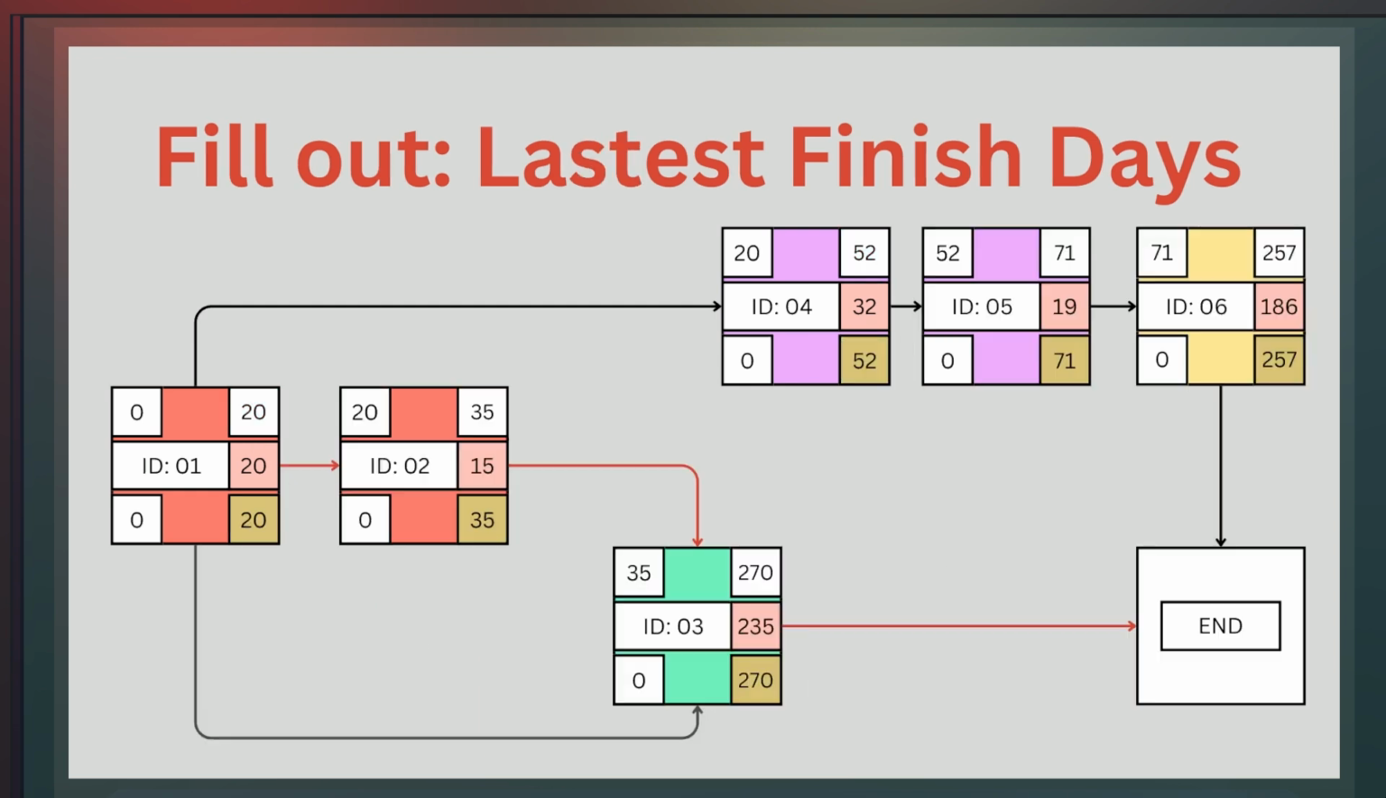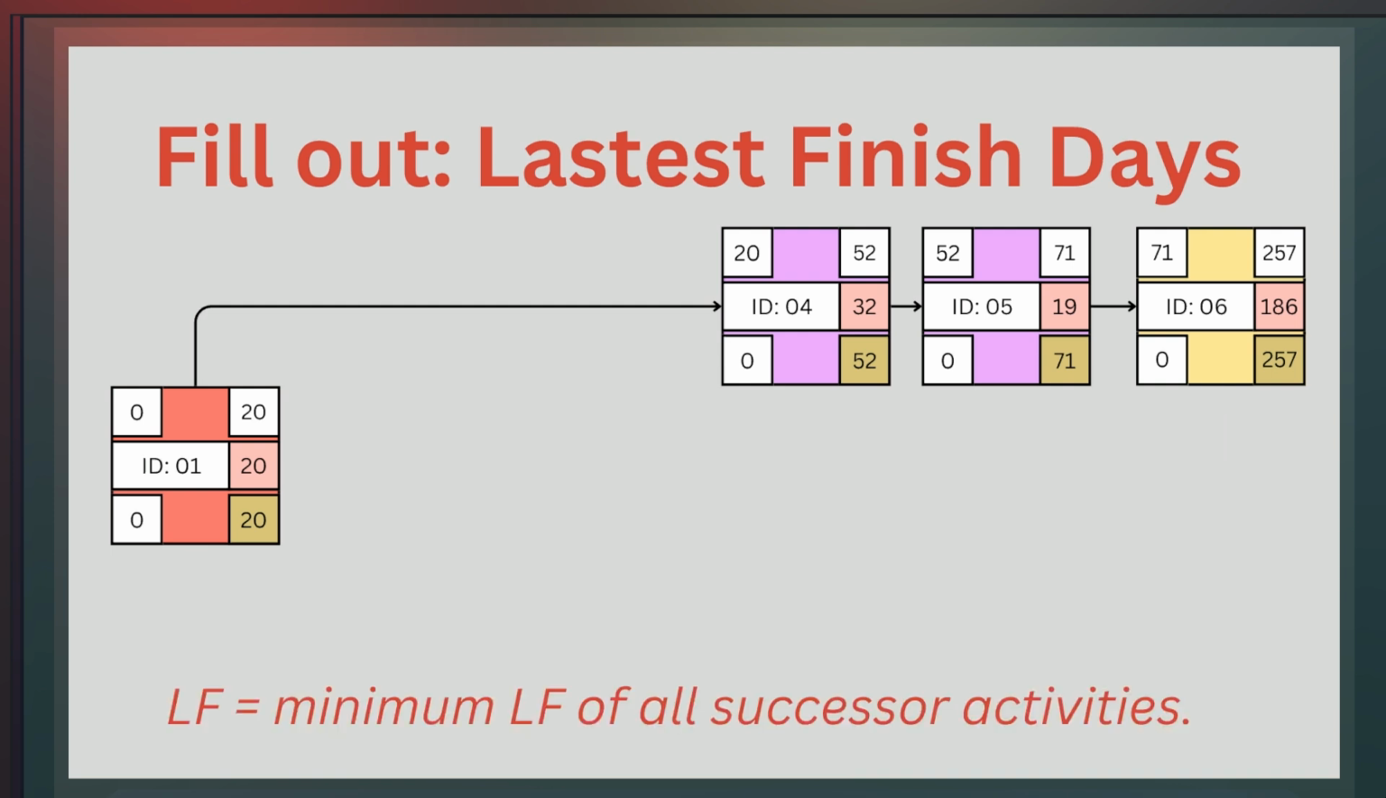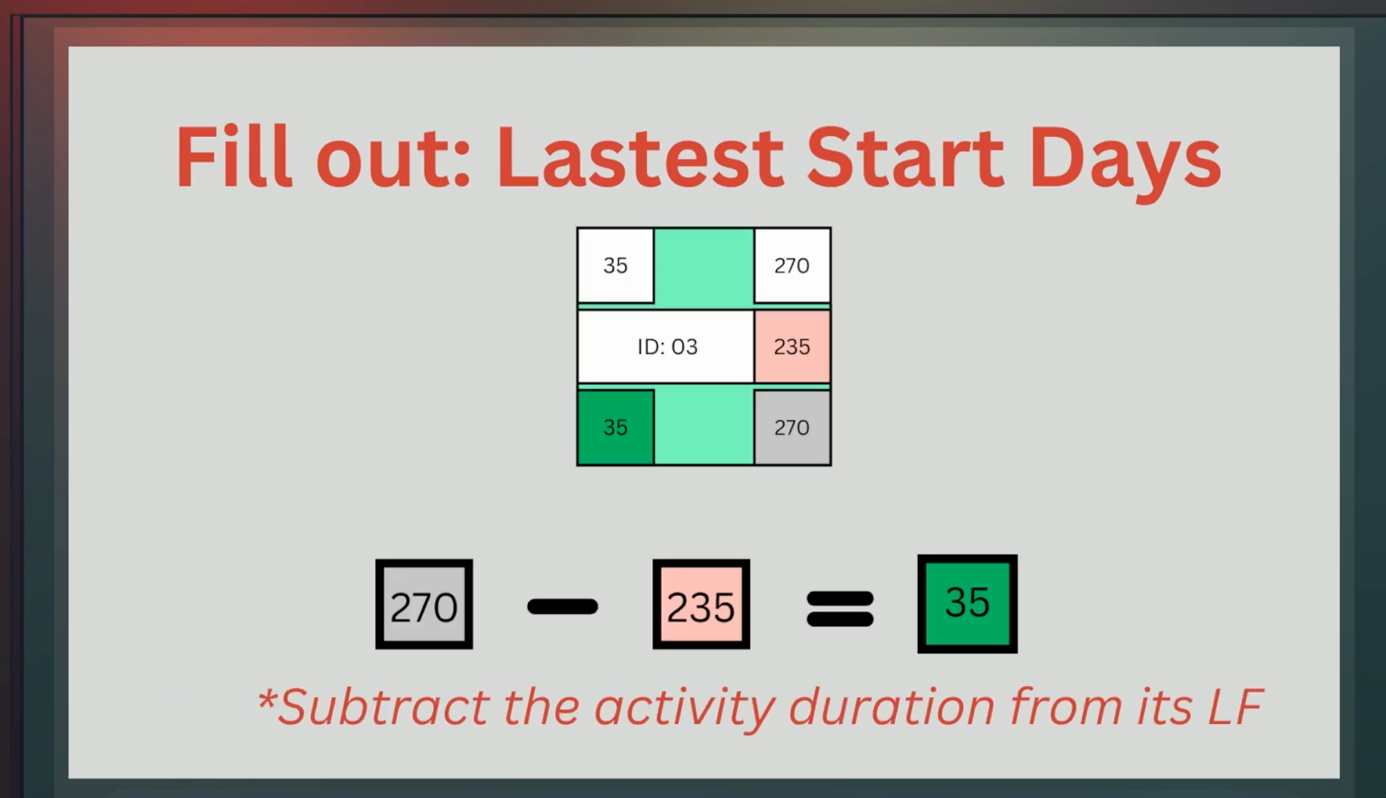Now we perform a backwards analysis. We get our latest finish days. To get the latest finish, we take the minimum latest start of all successor activities. Now remember, we're going backwards. It could be quite complicated, so we're moving on. Then we fill out our latest start days. To do this, we subtract our duration from our latest finish.